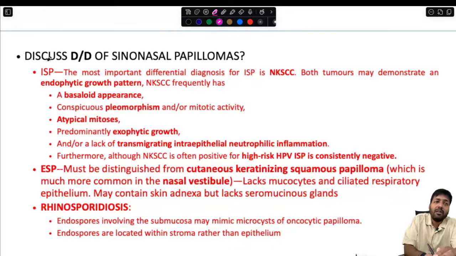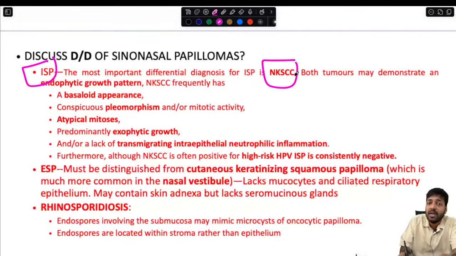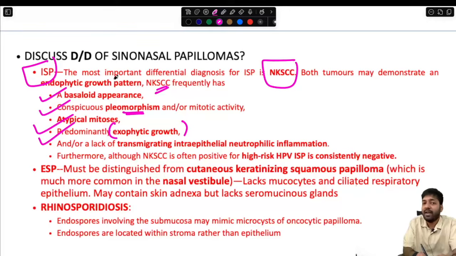Now remember, for the inverted variety, the most important differential diagnosis is non-keratinizing squamous cell carcinoma. Both may demonstrate an endophytic growth pattern, but remember, the non-keratinizing variety frequently has a basaloid appearance. Secondly, conspicuous pleomorphism and or increased mitotic activity, atypical mitosis, predominantly exophytic growth. Okay, predominantly exophytic growth is there, but sometimes it can show predominantly endophytic pattern.